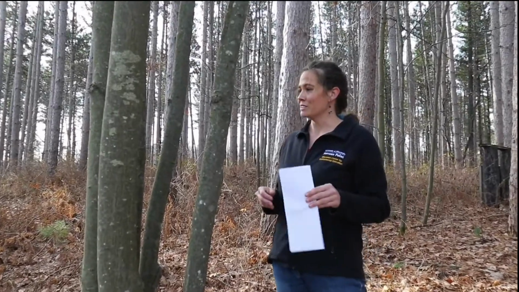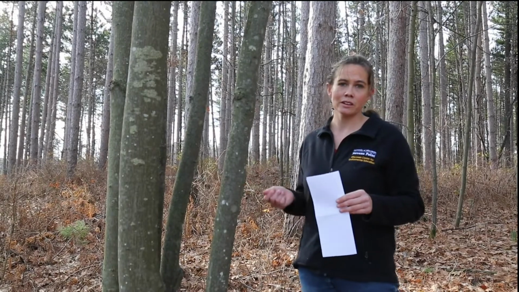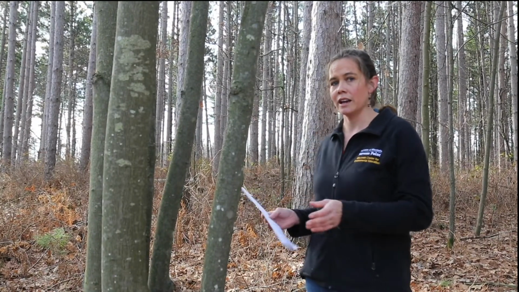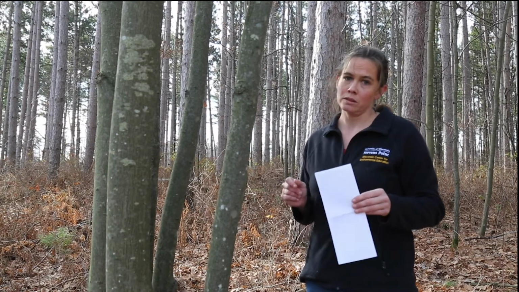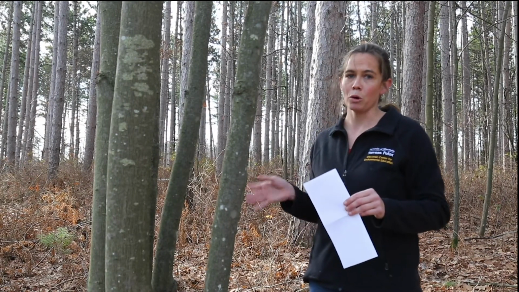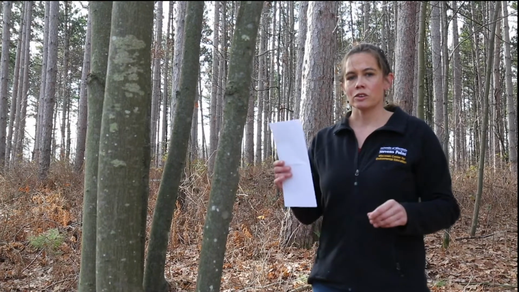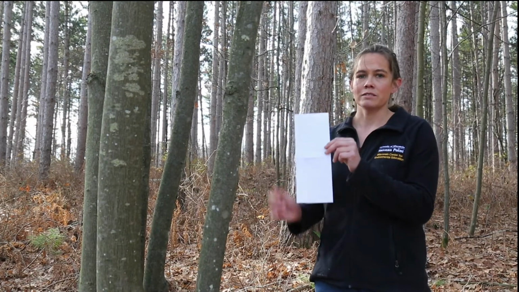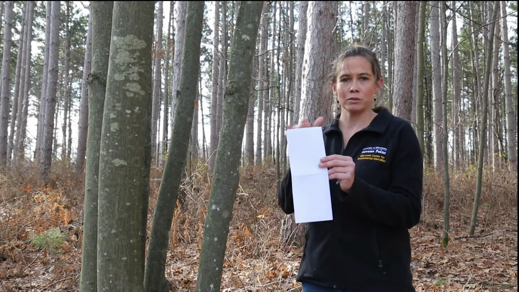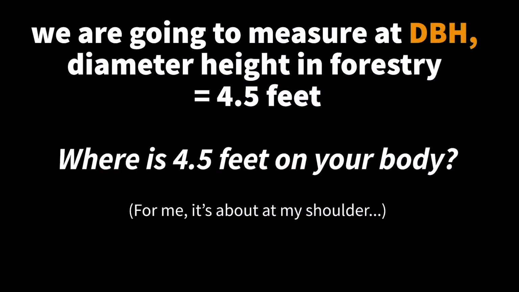All right, so to take species diversity, we're just going to look at all the different species that are in our 10 meter by 10 meter plot. But we're only going to count the trees that are 4 inches or more in diameter. An easy trick for this one is to take an 8.5 by 11 piece of paper and fold it in half. So that's about 4 inches. And just note, we're going to do this at diameter height in forestry, which is about 4.5 feet.